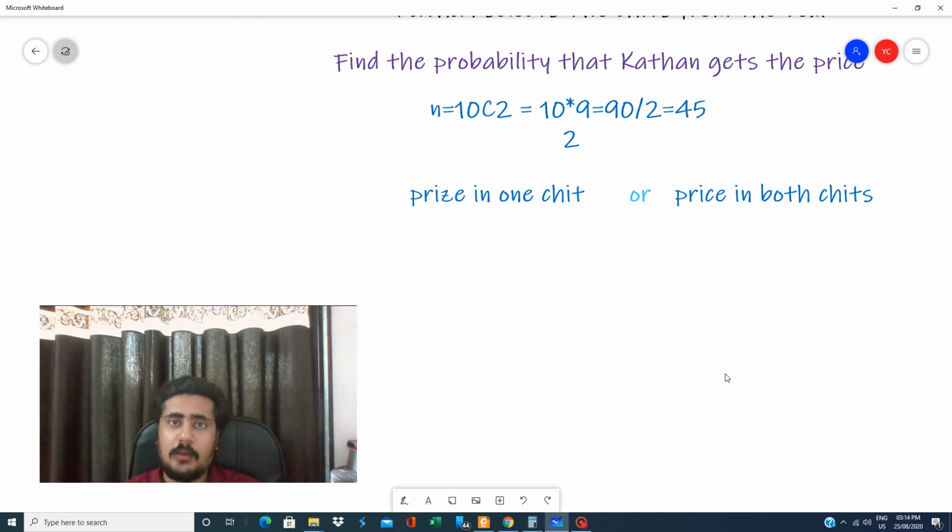If he gets a prize in one chit, he will get the prize, and if he gets a prize in both chits, he will get the prize. I told you to imagine you are Kathan. You are selecting two chits. If you get a prize in one chit, then you are getting the prize. If you get a prize in both chits, then also you are getting the prize. They have not asked that you should get a prize in both chits. It is a simple question that you should get the prize in both these situations, so you have to find the answer for both.